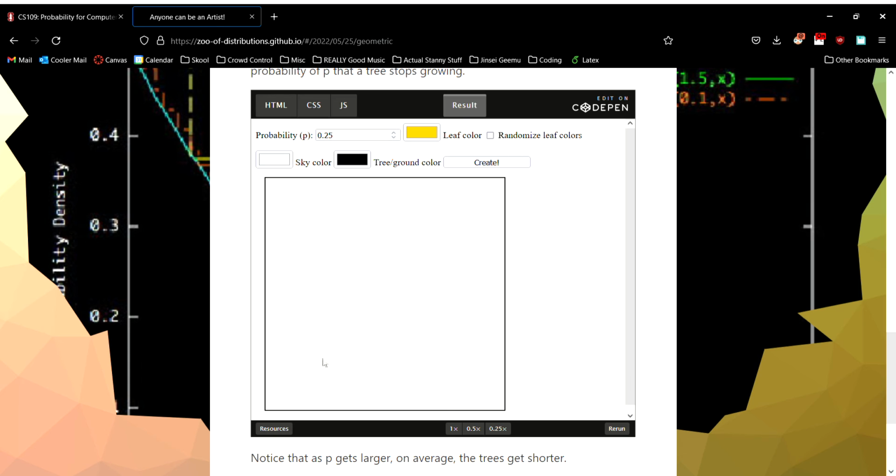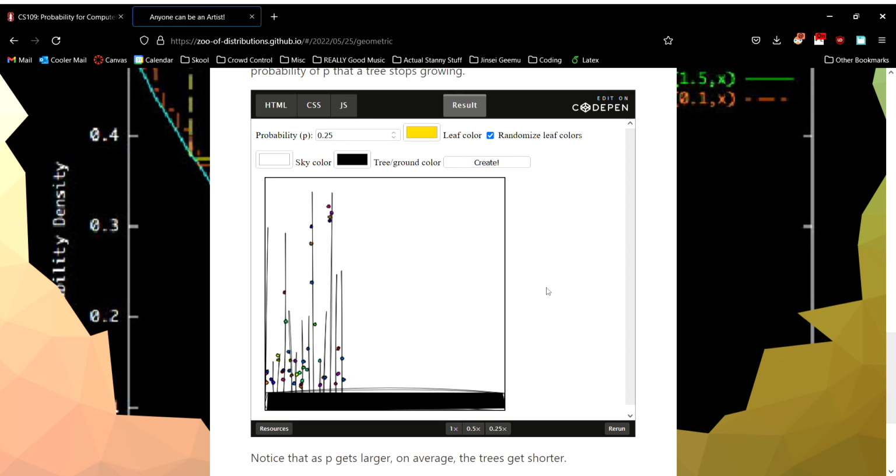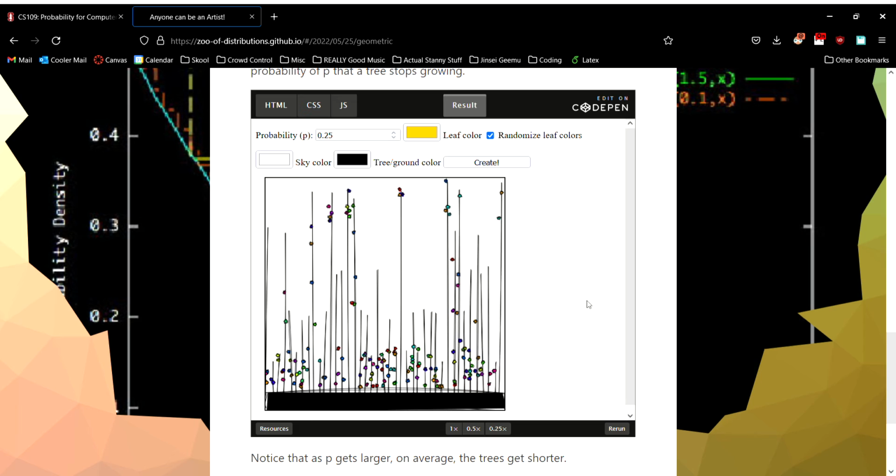Here's the art piece associated with the geometric. Notice that we have our little forest of trees, and each tree represents a geometric sample. The trees of the shortest height represent when you do one trial and you immediately hit the probability. This happens with a 25% chance.